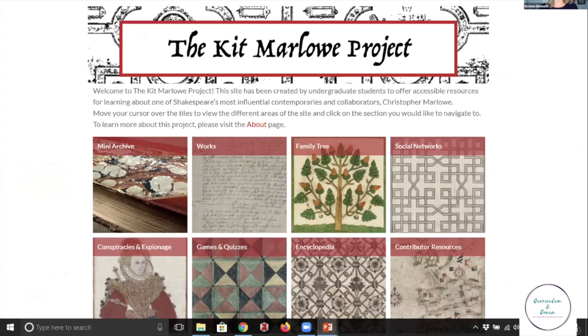So my focus today is to talk about the work I do with students to publish TEI encoded diplomatic editions of early modern works with the Kit Marlowe project. As most of you know, Christopher Marlowe was Shakespeare's arguably more interesting contemporary. His friends called him Kit, and so do we. To start, I'll offer a quick overview of the site and its rationale before I share activities and materials so you can try this at home.